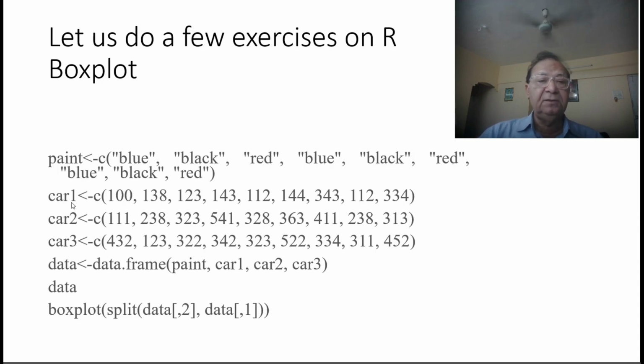And car 1, their characteristics are 100, 138, 123, all these things. Car 2, car 3, we have put this data into these variables, that is paint, car 1, car 2, car 3. You can see how this is put into the variable. Now this will form a data. Now data frame is our paint, car 1, car 2, car 3, and we will get the data and then we will make the box plot.